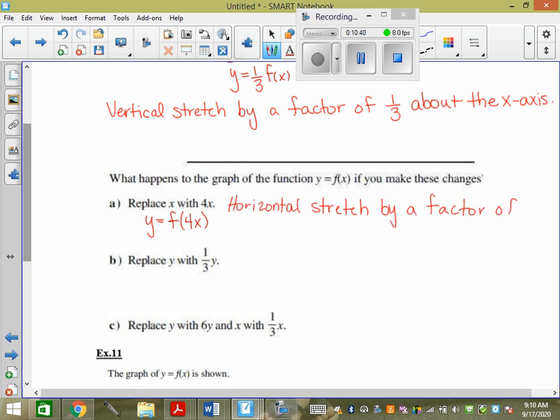A factor of a quarter, because it's going to be a reciprocal, about the... which axis? Y. And my mapping, I do what I say. So xy becomes 1/4 xy, right? The numbers that are in words will appear in mapping. They're the same thing over and over and over.